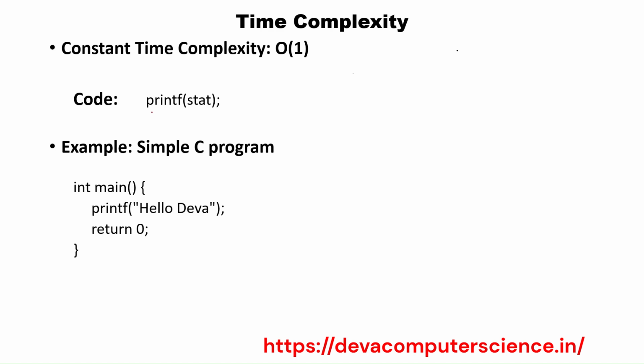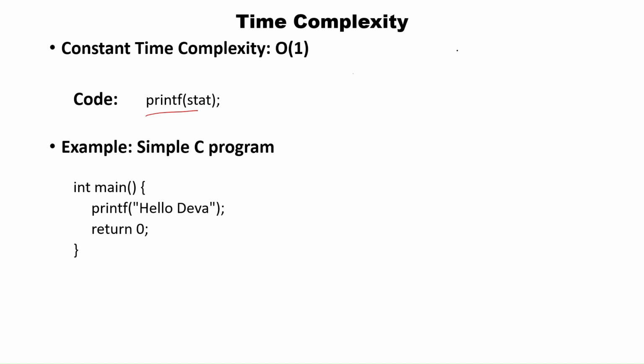Like here, the code has a printf statement. This is a simple C program. Main function is the entry point for execution, and printf prints the statement hello deba, then return 0.